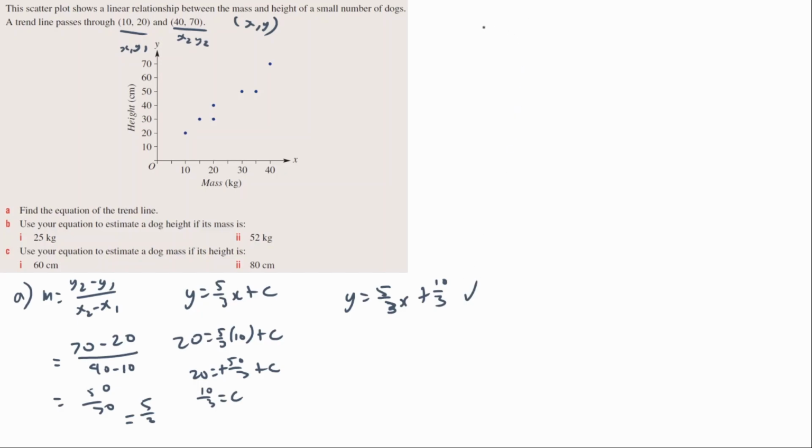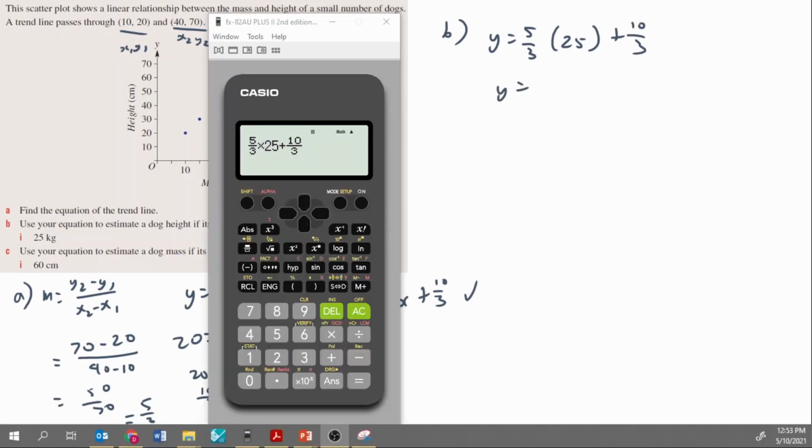Now moving to question B, making some predictions. I'm going to use our equation to estimate a dog's height if its mass is 25 kilos. So mass is on the x. So I'm going to replace x with the given value, in this case 25. So that's what I got. Once you're here, you just chuck that all into your calculator so you don't make any errors. And that is what your calculator should look like. And just press enter and you get 45.